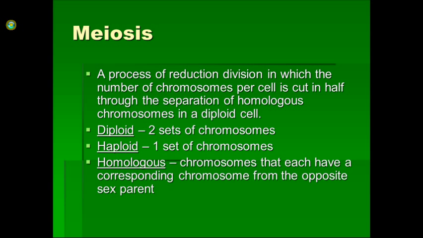Now, what does homologous mean? Chromosomes that each have a corresponding chromosome from the opposite sex parent. And that's what I basically mentioned before. You have 23 from your mother, 23 from your father, and these two will line up, and each pair will carry the same genetic information like hair color, eye color. Any of these things are going to be included on your homologous pairs.